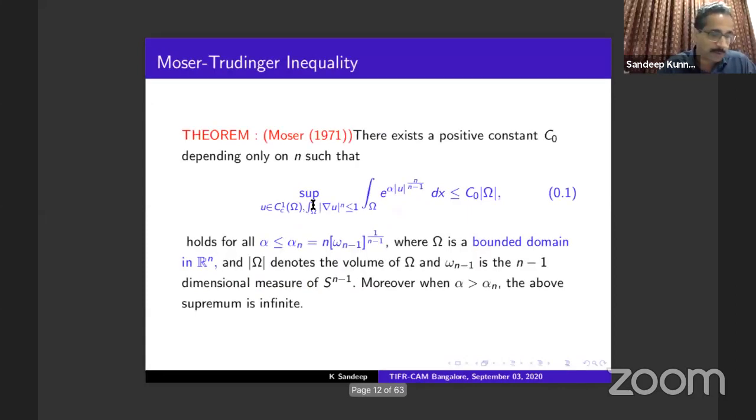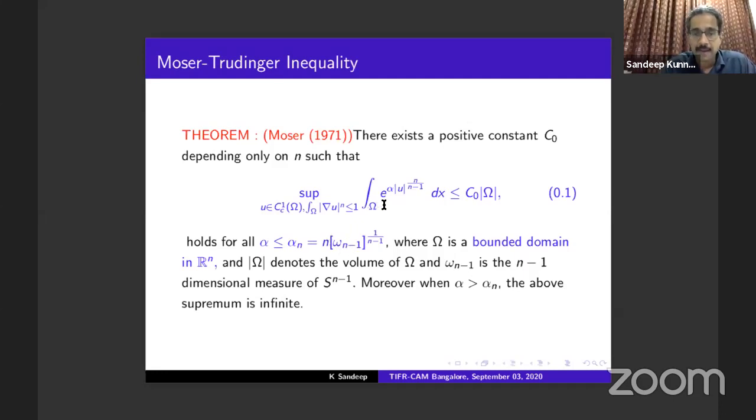Okay. So let me state that theorem, which is due to Moser, who proved that there exists a positive constant C_0 depending only on the dimension such that the supremum over u in C_c^1 of omega, with the constraint integral of |gradient of u|^n less than or equal to 1, of the integral over omega of e to the power alpha |u|^{n/(n-1)} dx is less than or equal to C_0 times the measure of omega. This inequality holds if and only if alpha is less than or equal to alpha_n. There is a dimensional constant alpha_n, which is given by n times omega_{n-1} to the power 1/(n-1), where omega_{n-1} is nothing but the surface area of the (n-1)-dimensional sphere in R^n.